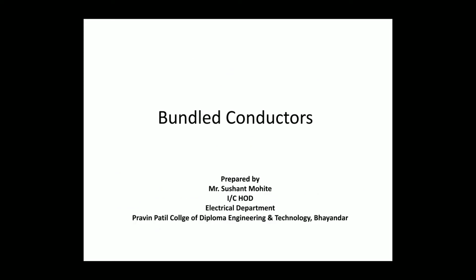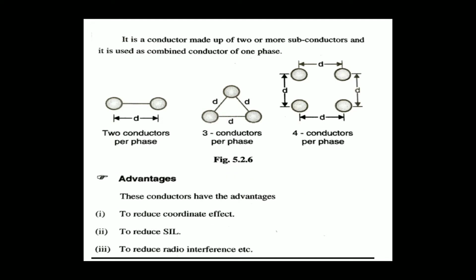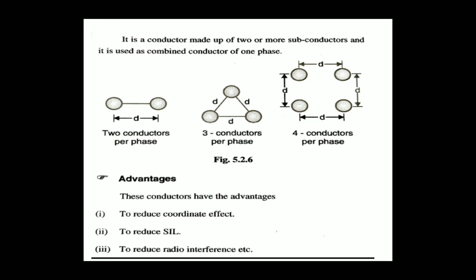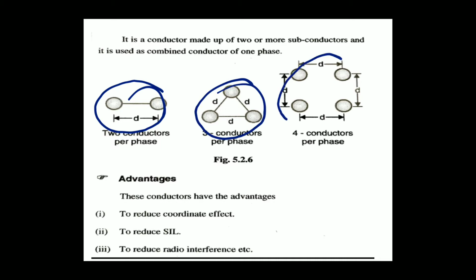Then next is the bundle conductor. This diagram shows the bundle conductor. It is a conductor made up of 2 or more subconductors and is used as a combined conductor of one phase. This one is also a conductor, this also is one conductor, meaning it is one phase. Suppose it is the R phase; this is also R phase, and this is also R phase.